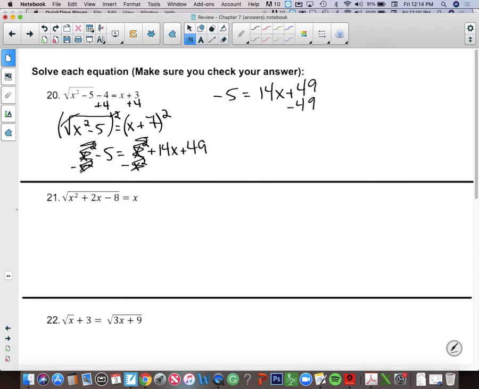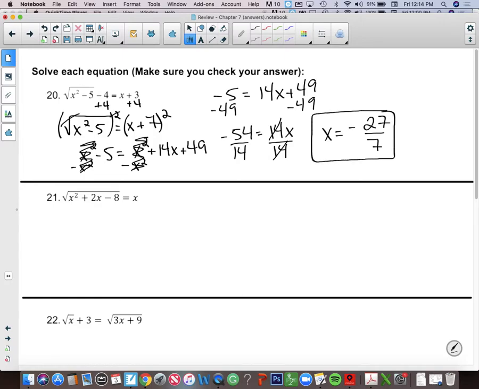So move the 49 over. We get negative 54 equals 14x. Divide by 14, and then we got negative 54 over 14, which we can reduce, we could take a 2 out of both of those, so it'll be negative 27 over 7. Okay, and it says, remember to check your answers. This one is kind of not fun to check because plugging in a fraction is kind of a headache, so we're just going to go with it for now.